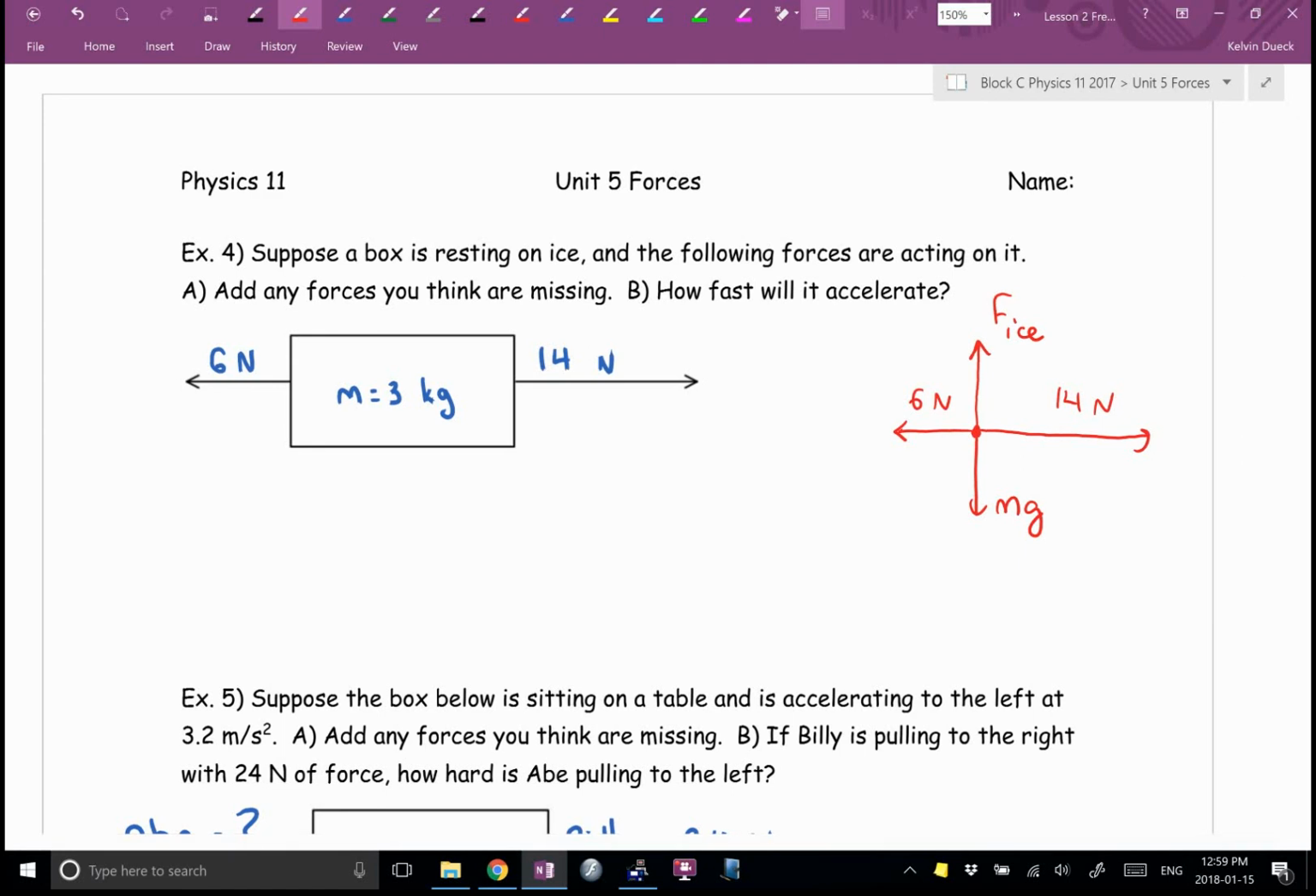So A says add any forces you think are missing. Emma, those are the 2 missing forces that have to be there. How do I know there's 2? I know gravity's there because we're on the Earth. And because we're not sinking into the ground like quicksand or flying into it like Superman, because we're not accelerating, I know the forces must be balanced so that the net force is 0. That's the power of Newton's first.